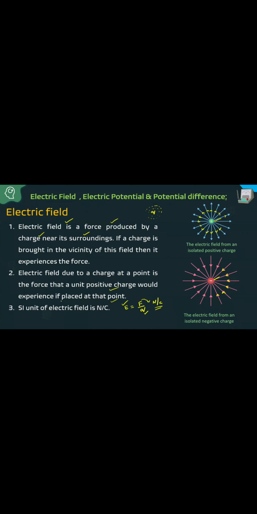These are the minimum fundamentals to understand what is the potential and what is the potential difference. Electric potential: here potential is nothing but a voltage difference. Here I am explaining that the potential difference is nothing but a voltage difference.